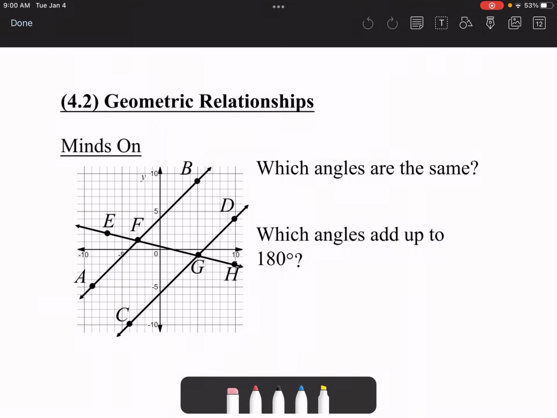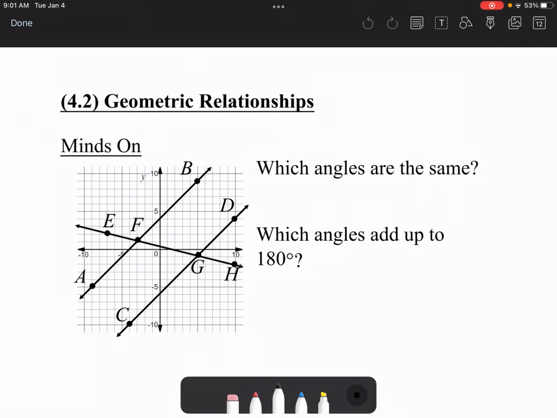In this lesson, we're going to look at some geometric relationships that you probably know and some other relationships that you may not know. One of the relationships you should remember, based on this Minds On that you see right here, is something about parallel lines.